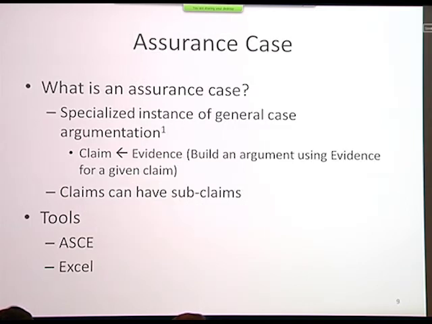Assurance cases. So what is an assurance case? For the uninitiated, it's basically a specialized instance of a general case argumentation, and then there's a claim, and then it can have subclaims, and then for each of these claims, we build evidence to make sure that the system can handle that claim. Okay, and I'll give some examples as we move forward.